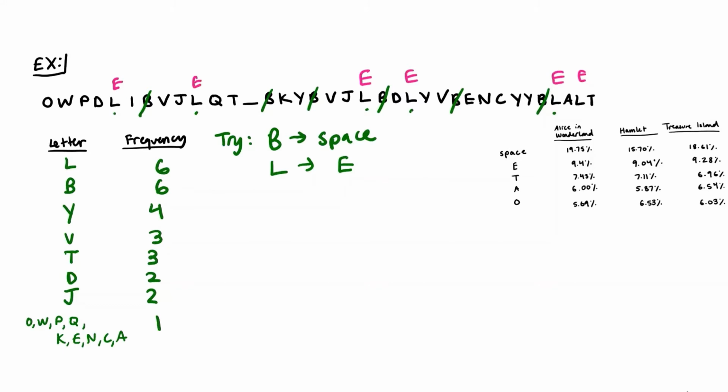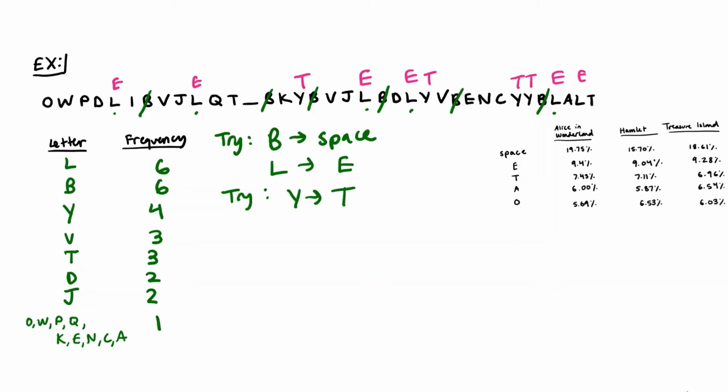let's try as we go down. Let's try Y as T. Okay, so now let's go and replace these Y's for T. So we have a Y here, we have a Y here, we have a Y here, and a Y here. Okay, so let's look at this for what we have.